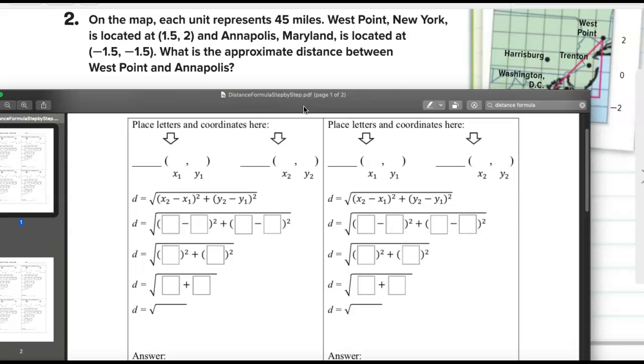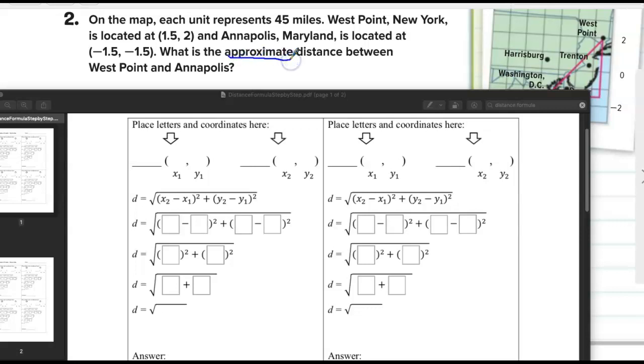What is a key word in there? Approximate. So it's not going to be exact. If we have to round, we'll round to the nearest tenth. And then, Landon, what else did you say? Each unit represents 45 miles. So over here, this is 1 unit. Technically, that represents 45 miles. That's what that's saying. Okay, so we'll need that later on.